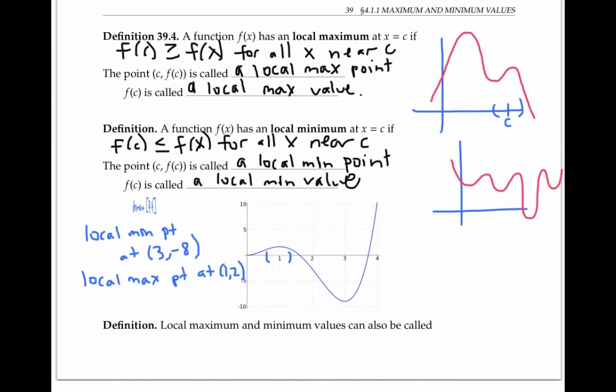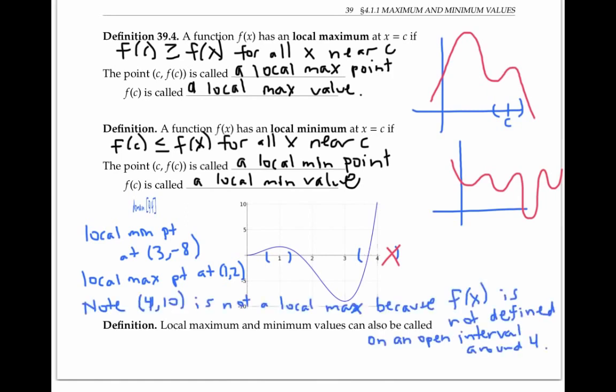simply because we can't take an open interval on both sides of 4. The function doesn't exist on the right side. And so for that sort of technical reason, we end up with an absolute maximum point that's not a local maximum point here. Local maximum and minimum values can also be called relative maximum and minimum values.